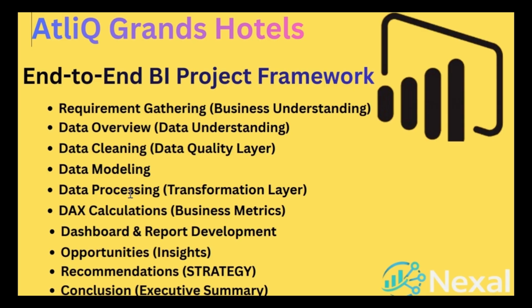After that, we'll do data processing. We'll try to add some layers. For example, if you have one column for revenue and the other column for cost, we can use those to come up with a column for profit. So that's falling under the data processing.